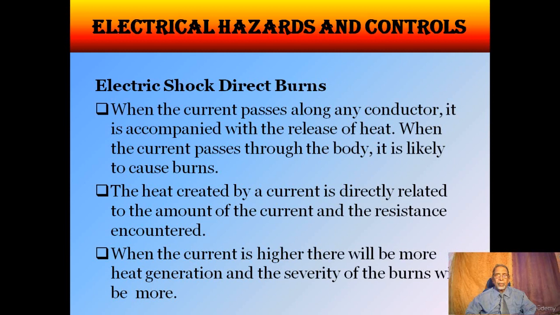Now we will discuss electric shock direct burns. When the current passes along any conductor, it is accompanied by the release of heat. When the current passes through the body, it is likely to cause burns. The heat created by a current is directly related to the amount of the current and the resistance encountered. When the current is higher, there will be more heat generation and the severity of the burns will be very much.